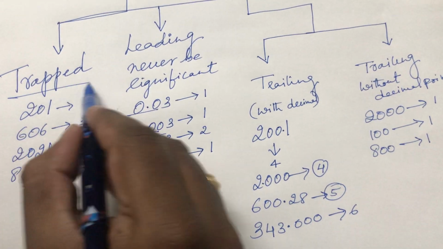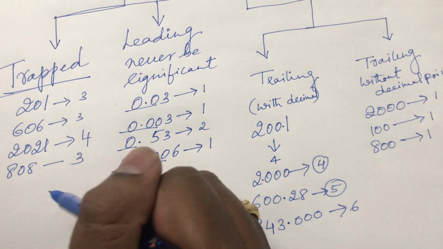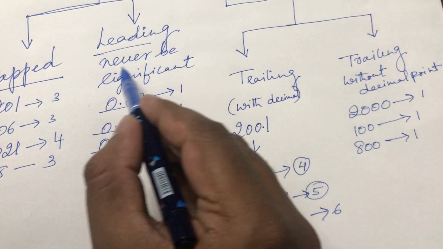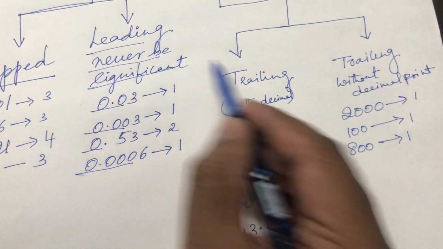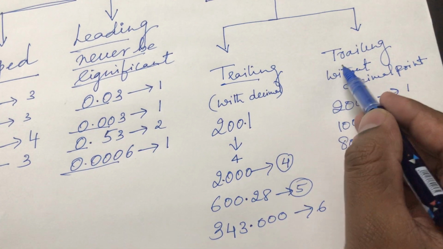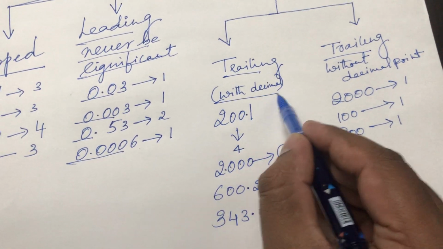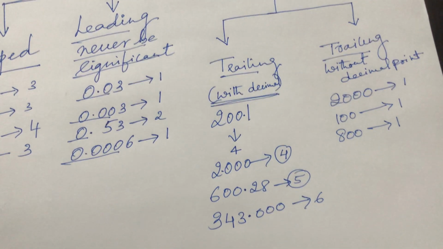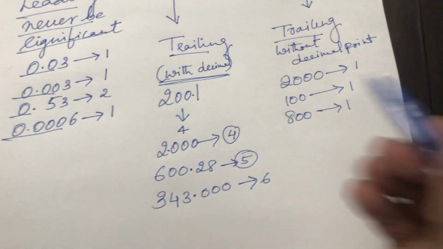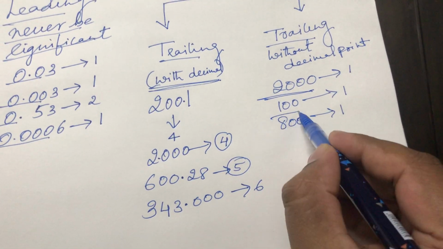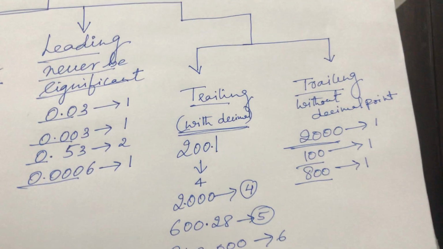Remember, the trapped zero is considered significant. Leading zeros will never be significant figures. When it comes to trailing zeros, if there is a decimal point, you can consider them as significant figures. If there is no decimal point, you cannot consider them as significant figures.